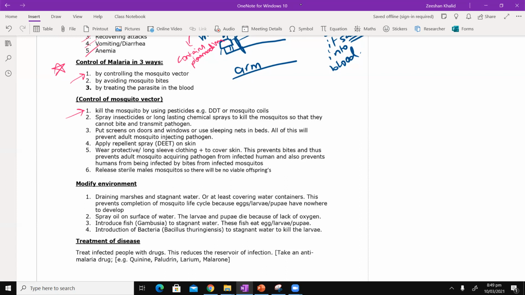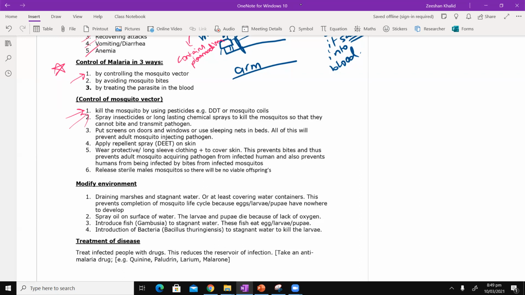Okay, so number two, spray insecticides or long-lasting chemical sprays to kill the mosquitoes so that they cannot bite and transmit pathogens. अच्छा जी, फिर जो mechanical methods हैं, put screens on doors and windows or use sleeping nets in bed. Have you seen sleeping nets?